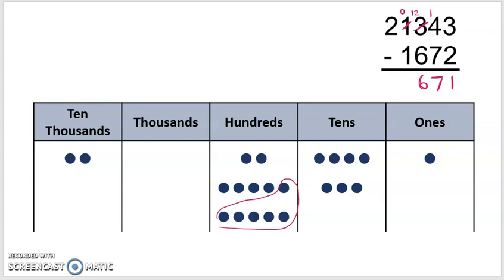I can take 6 hundreds from these 12. Right there. Take those away, and you're left with 6 hundreds. All right, lastly, our last subtraction, we need to take 1,000 from 0 thousands, but we have no thousands. You can't take 1 from 0.